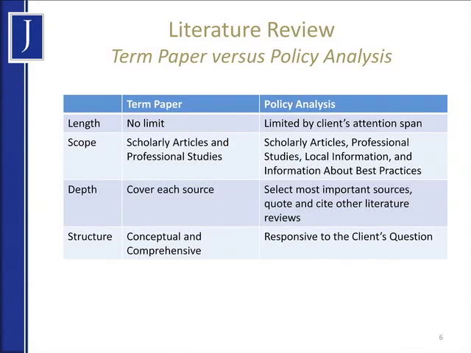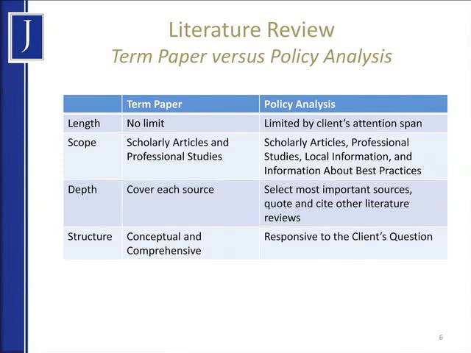A third area of difference is depth. In a term paper for a course, you are typically expected to go back to the original source for every document that you include in your literature review. You need to have examined the primary sources that you are referencing. In a policy analysis, it can be a very good practice to go back and examine each source that's referenced. But in the narrative of the literature review, you need to cite the most important sources. And you should also consider quoting and citing other literature reviews where someone else has summarized an area of knowledge about the policy that you're covering. This enables you to cover a lot of area about your topic in a relatively small number of pages.